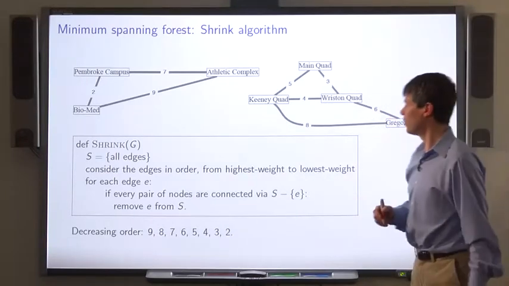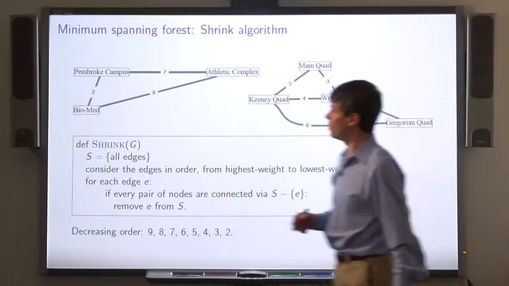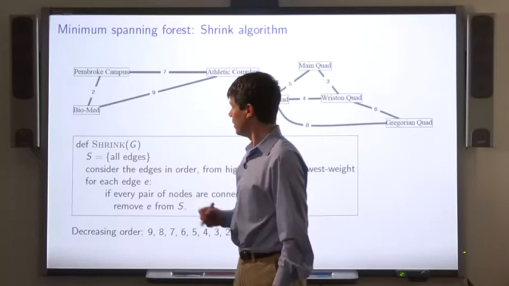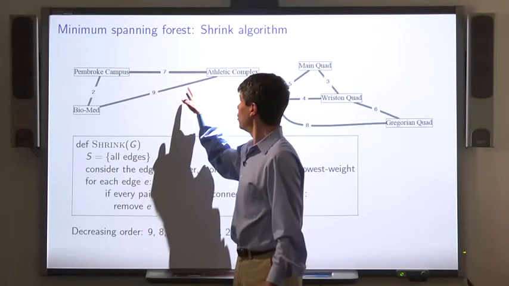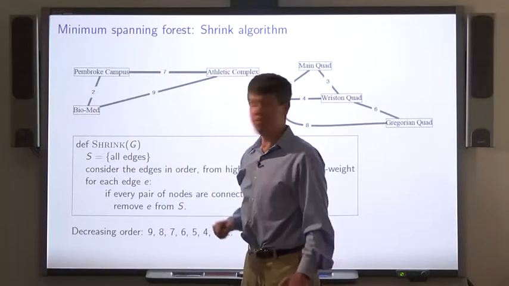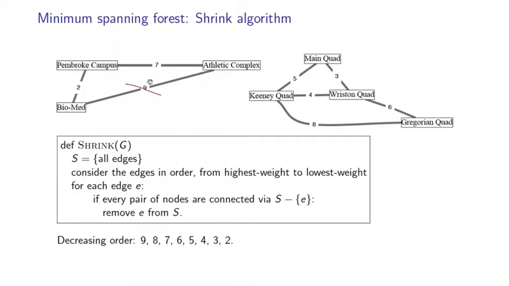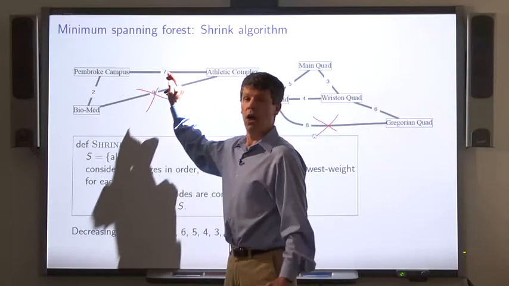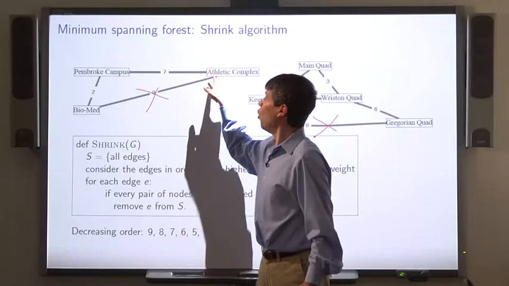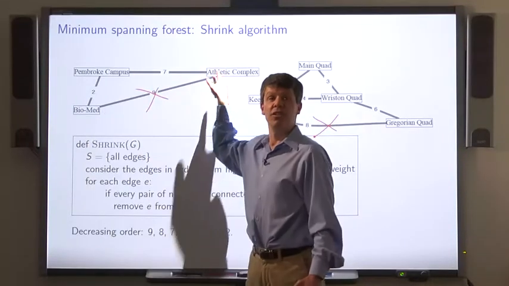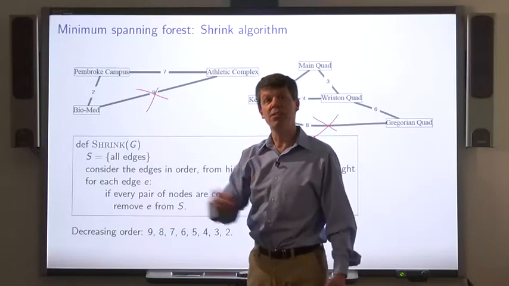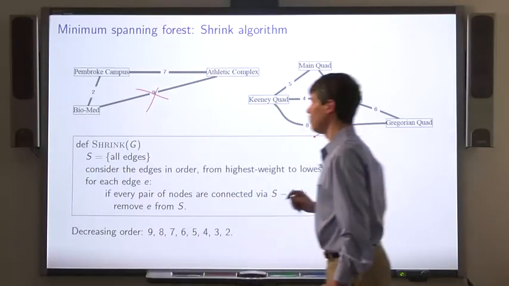Let's try it out. We start with the heaviest edge, the one of weight 9. Now, removing this edge will leave its endpoints connected using the edges we haven't yet removed. So we can cross that out. Now we go to 8. Removing the edge with weight 8 is safe. We go to 7. Removing the edge with weight 7 would leave the endpoints of that edge without a path between them among the edges we've kept. So we don't remove 7.